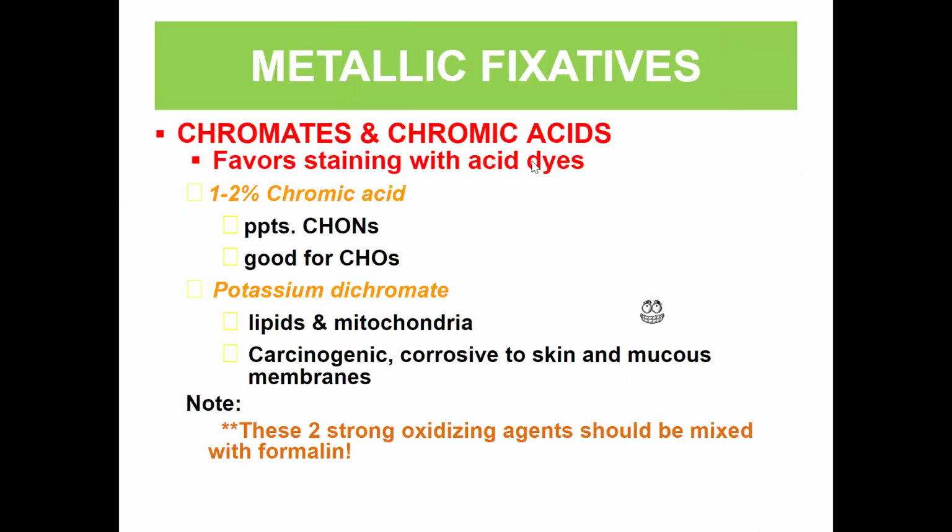Another are your chromates and chromic acid. So basically, this favors staining with acid dyes. Concentration here is 1 to 2% chromic acid. However, it precipitates proteins and is good for carbohydrates. You also have your potassium dichromate, which is used for lipid and mitochondria. And then it is carcinogenic, corrosive to skin and mucous membrane.